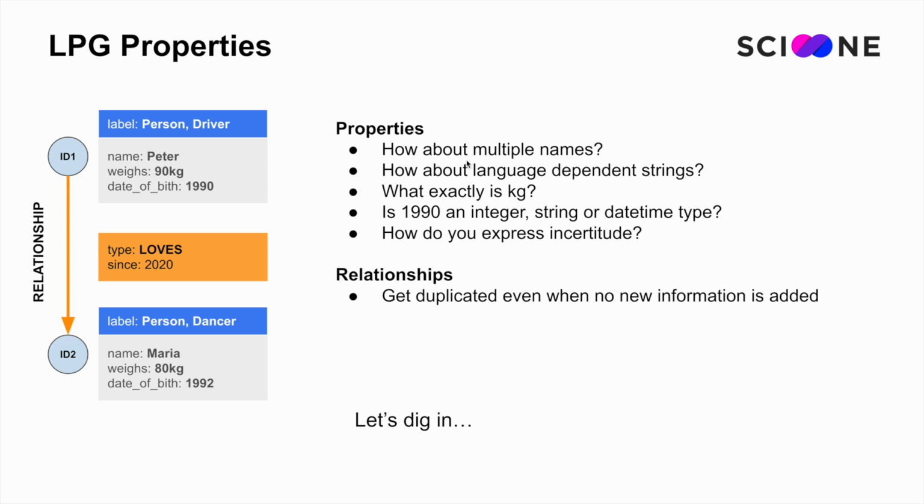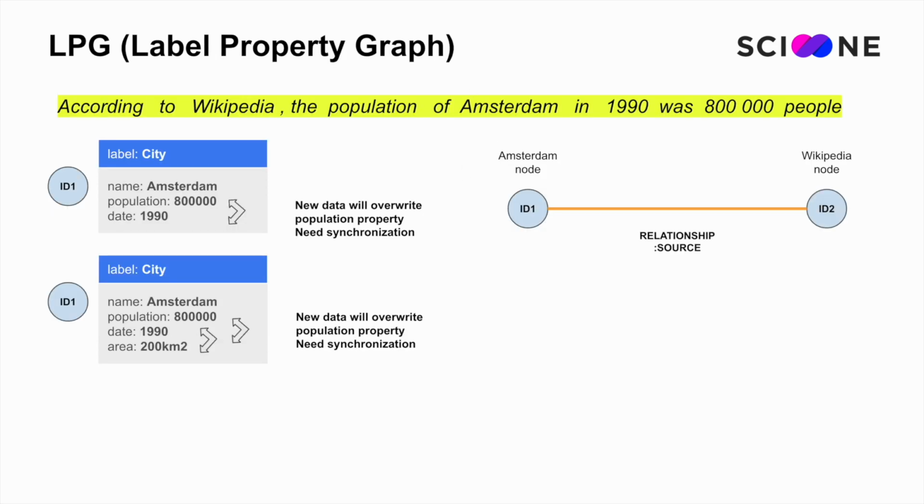The LPG model has limited expressiveness. Let's take this simple example to illustrate this. According to Wikipedia, the population of Amsterdam in 1990 was 800,000 people. To successfully encode the above, we need to create two nodes, one representing Amsterdam and the other the source, in this case Wikipedia. We create a relationship between the two. The question is, how do we add the properties to the Amsterdam node?